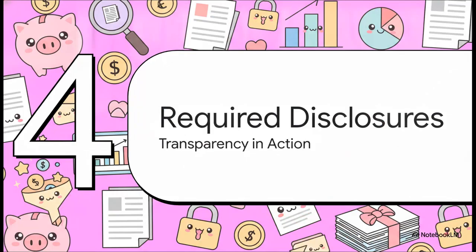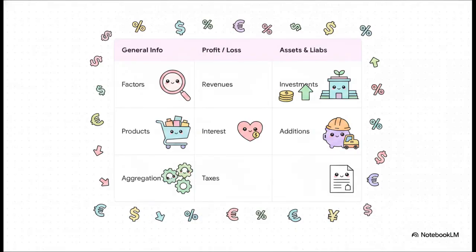Section 4. Required segment disclosures. So, now that we know exactly which segments survived the funnel, let's look at the actual disclosure checklist. This is where the transparency really kicks into high gear. First up, general info. The entity has to explain exactly how it identified these segments and describe the products and services they offer. Then we bring in the heavy hitters, a measure of profit or loss, total assets, and total liabilities.